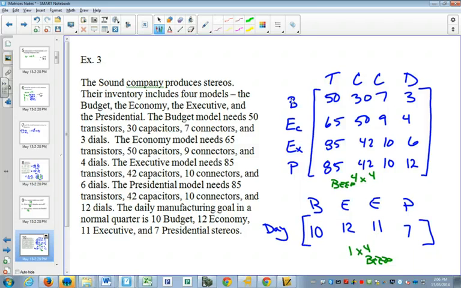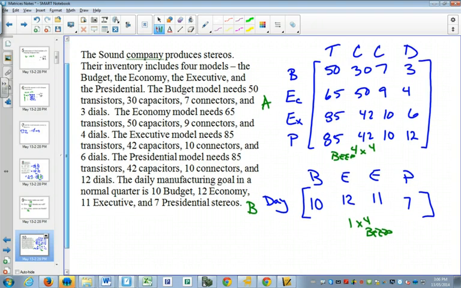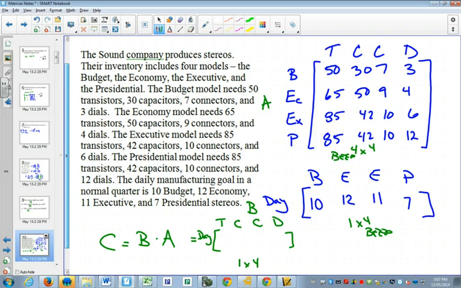So now can you see that if we call this matrix A and this matrix B, that you could make a new matrix C by multiplying B times A. If you did yours the other way, you'd have A times B. And what we're going to get in the end is another 1 by 4. The 1 this time is going to stand for the day, and the 4 is going to say how many transistors you're going to need in a day, how many capacitors, how many connectors, and how many dials.